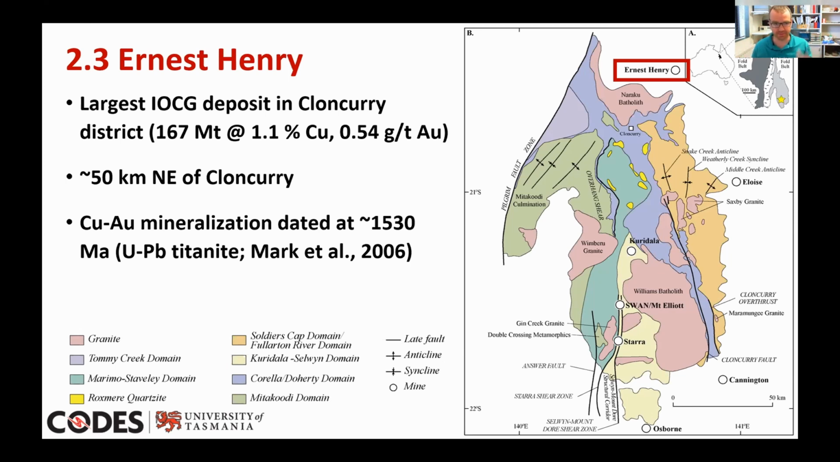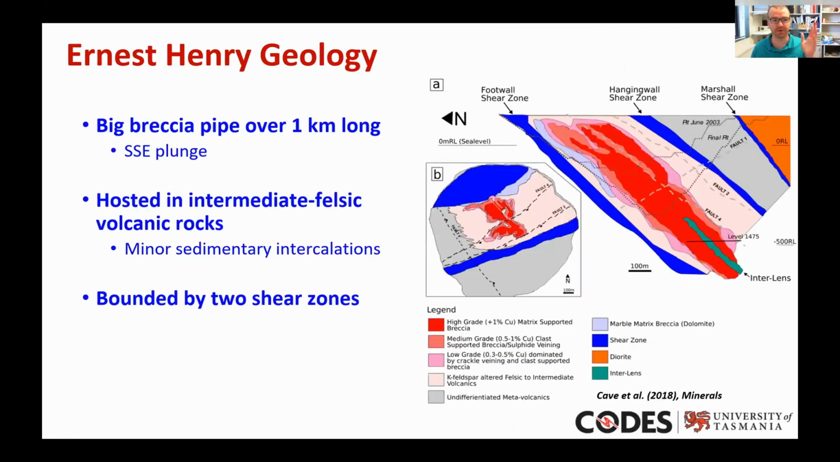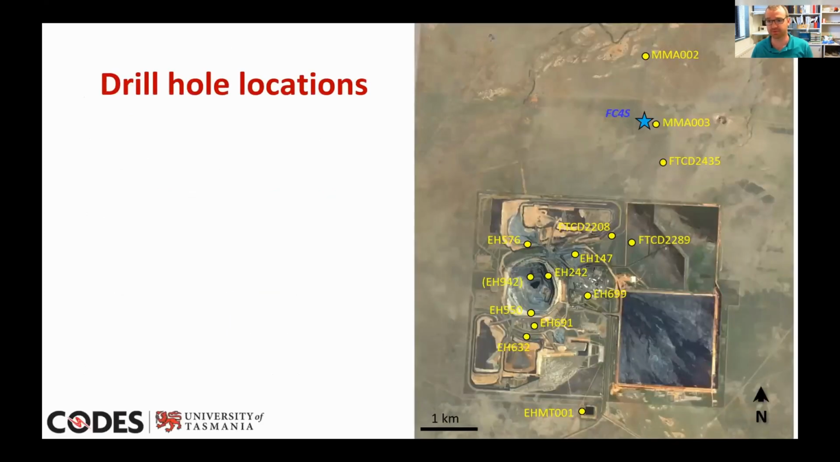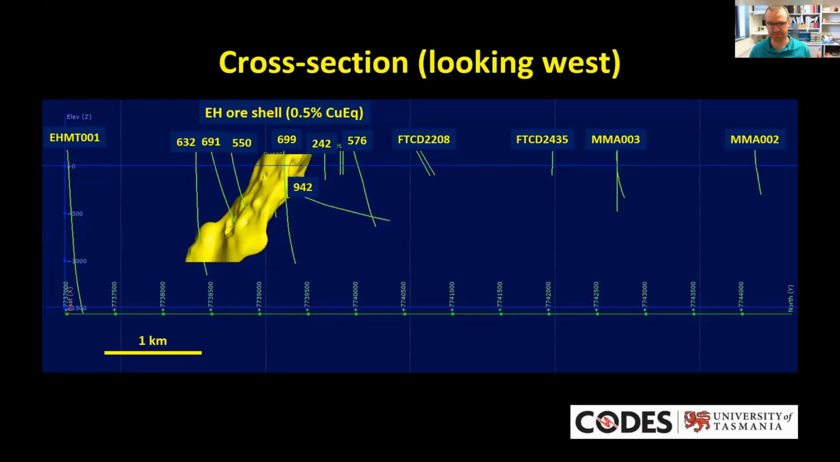It's the largest IOCG deposit in Cloutier district. You all know that. You all know this too. Ernest Henry Geology. It's a big breccia pipe bounded by 2 shear zones. Drill hole locations. You've already seen these too. So I can just skip through half my talk and you guys will be there in record time. No problems at all. We're going to focus mostly on samples from this cluster here, close to the ore shell, but we'll also take a look at some of these more distal ones.